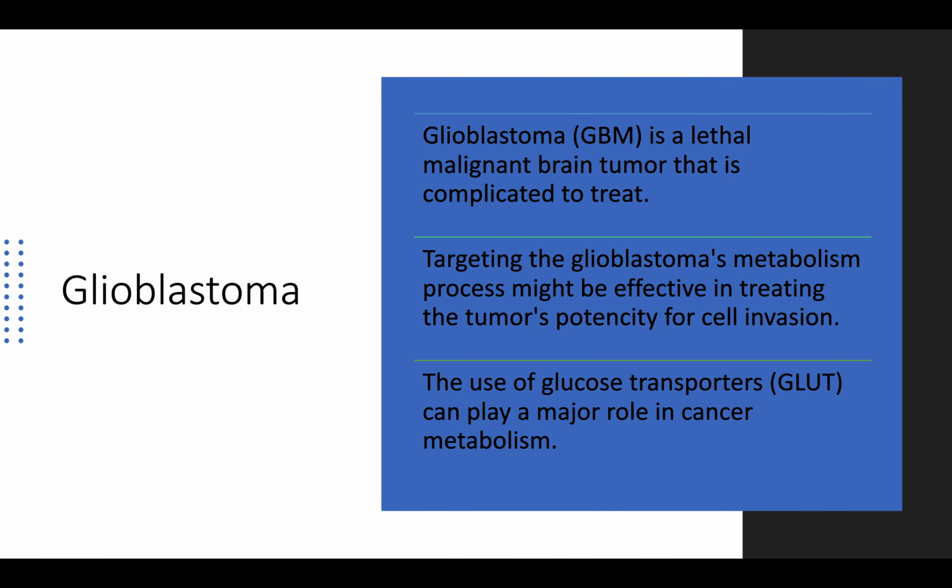So, glioblastoma. Glioblastoma, also known as GBM, is a lethal malignant brain tumor that is complicated to treat. Targeting the glioblastoma's metabolism process might be effective in treating the tumor's potentiality for cell invasion. The use of glucose transporters, GLUT, can play a major role in cancer metabolism.